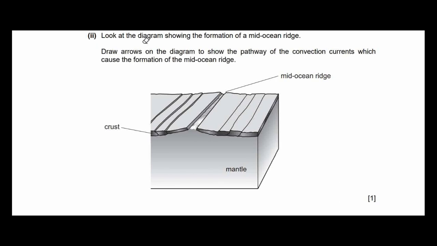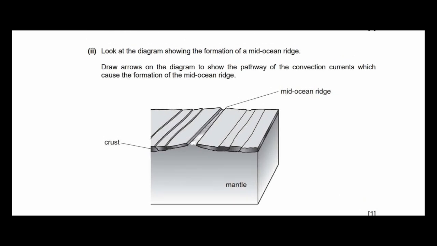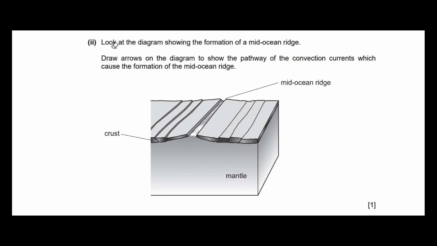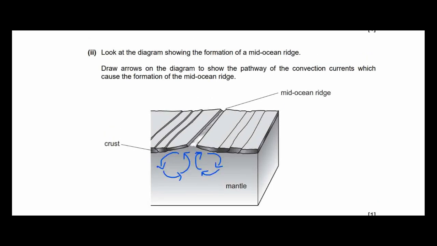Question C, 8b, part 2. Look at the diagram showing the formation of a mid-ocean ridge. Draw arrows on the diagram to show the pathway of the convection current which caused the formation of the mid-ocean ridge. 10 seconds. 10, 9, 8, 7, 6, 5, 4, 3, 2, 1. Right, let's open up the answer.